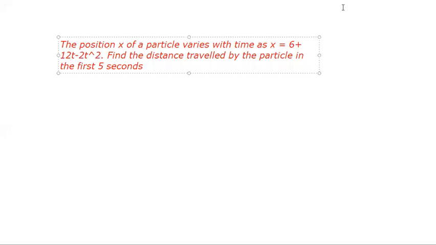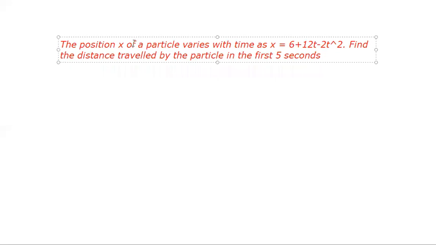So let us solve a very important problem for JEE Mains and NEET. It is based on kinematics and the displacement-time graph. The position x of a particle varies with time as x = 6 + 12t - 2t². The important thing is that the variation given is of the position of a particle, right?